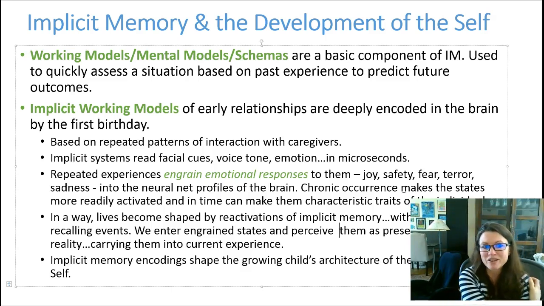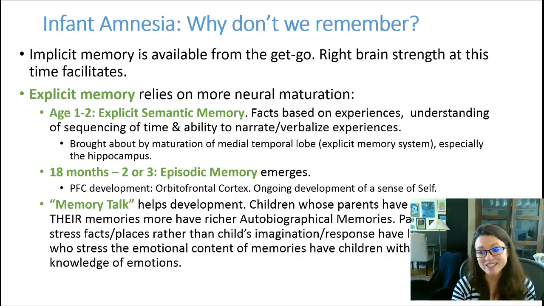Right? And that's what we mean when it predicts future outcomes. We use the past to predict future outcomes about people, about ourselves, what we expect about ourselves. A lot of this goes into, as the last line says, implicit memory encoding shaping the growing child's architecture of the self. So they also get an idea of who they are within relationship based upon their continued experience with other people. Okay. Again, hope that's making sense.